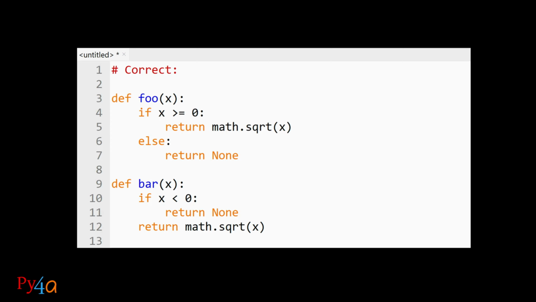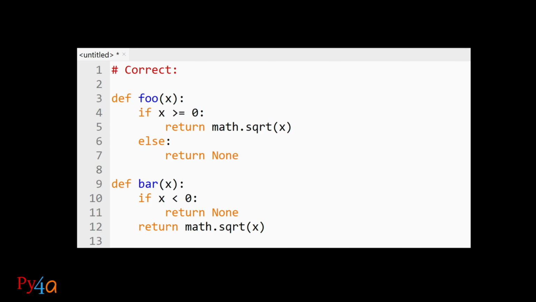In the same vein, you have a second function bar that also takes an input argument x, and then you have a conditional statement that says if x is less than 0, return None. And then you have return the square root of x. So you can do it either of these two ways.